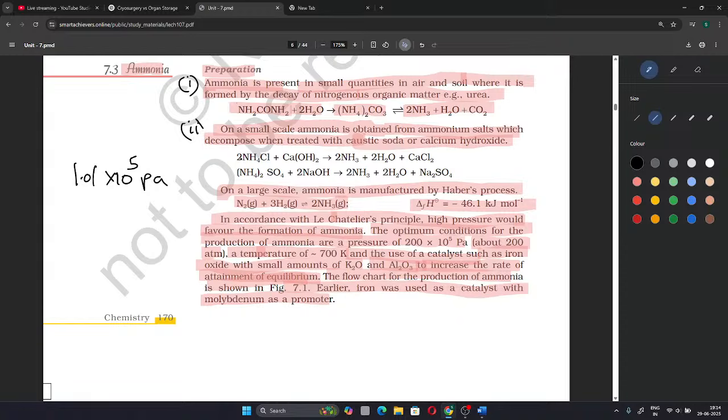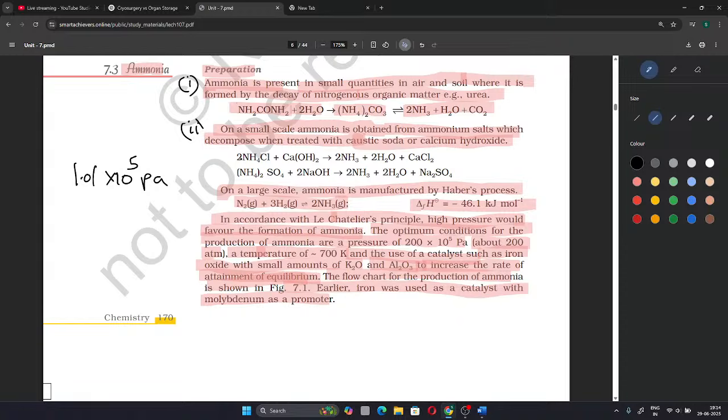Here NH4Cl, ammonium chloride, with calcium hydroxide will give ammonia, water and calcium chloride, and ammonium sulfate will react with caustic soda to give NH3, ammonia, water and Na2SO4, sodium sulfate. Salt plus base gives ammonia, salt and water.